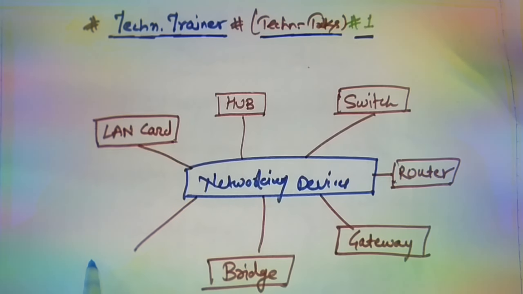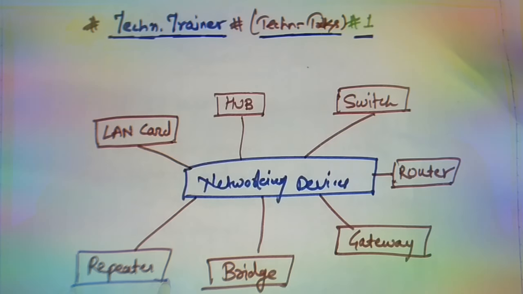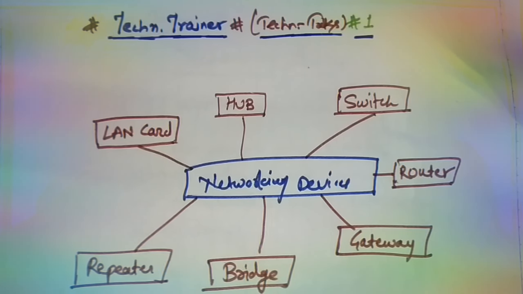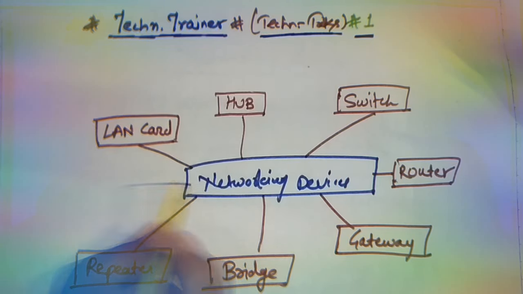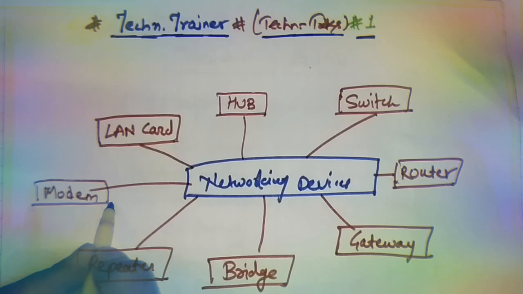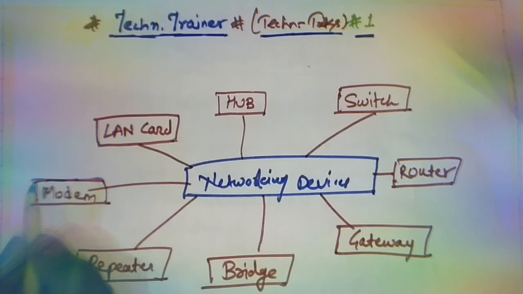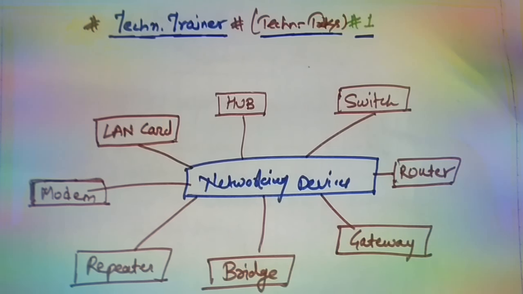Then the seventh one is the repeater that helps to increase the range of our Wi-Fi network. And the last one is the modem. It is not used now, but was used in the earlier times. Instead of this, we use a router now. These are some of the network devices you can see.